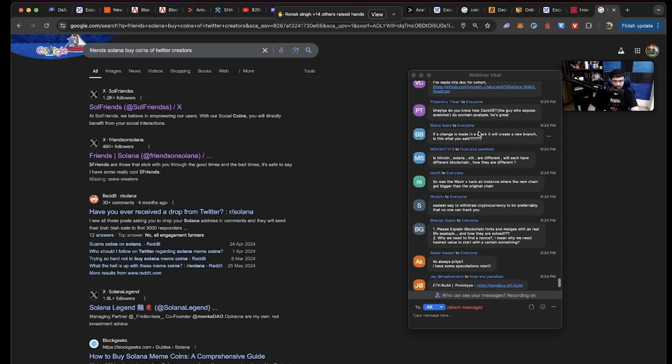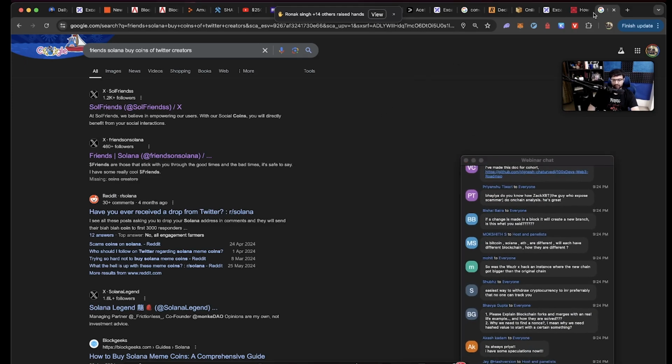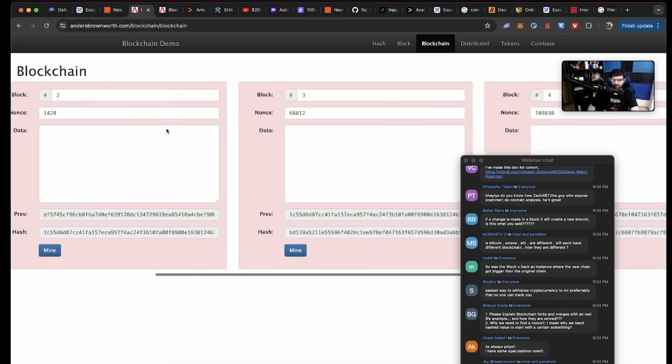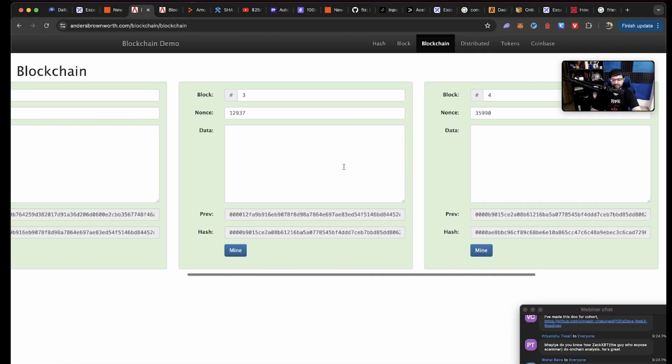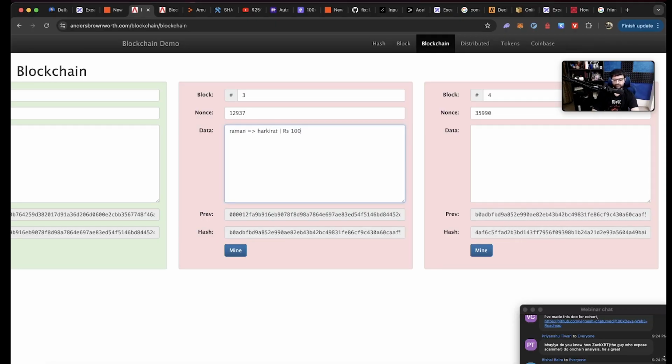If a change is made in the block, will it create a new branch? Is it what you said? Okay. We have a blockchain that's running. Everything is good. We have a smooth green blockchain. Then one notorious actor comes and says a different transaction had happened. Here, Raman had transferred Harkirat ₹100. A notorious actor comes, creates a new block, mines it, broadcasts to everyone.